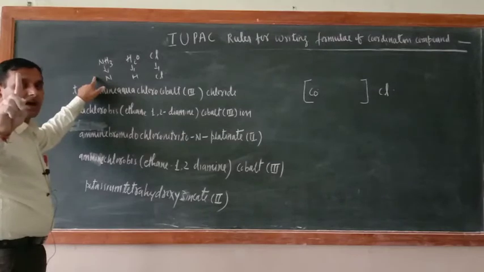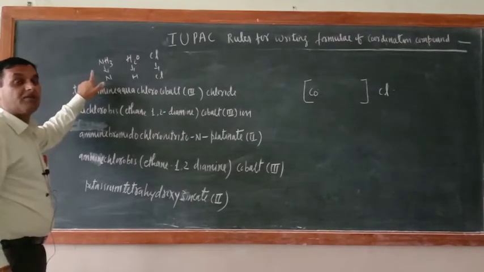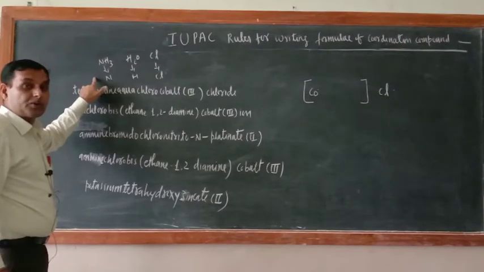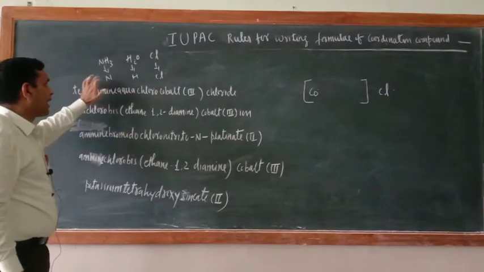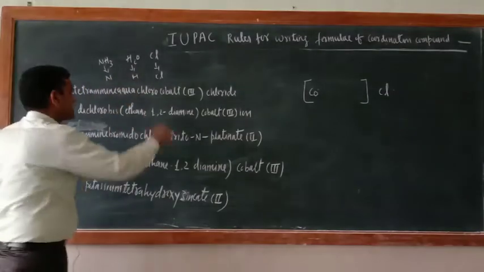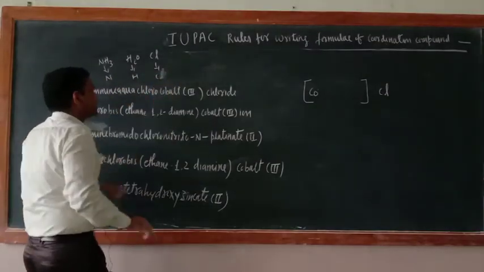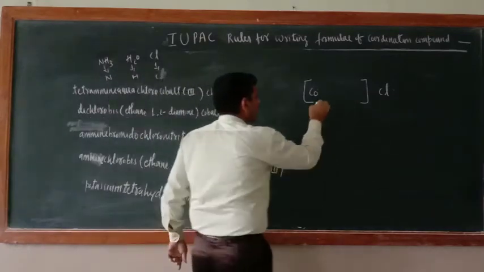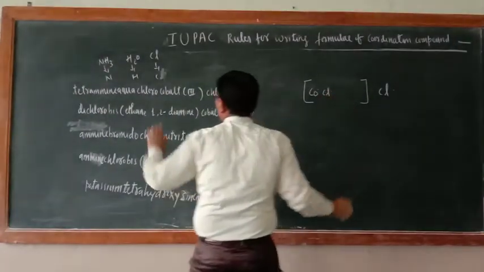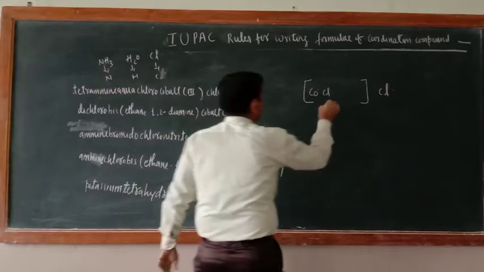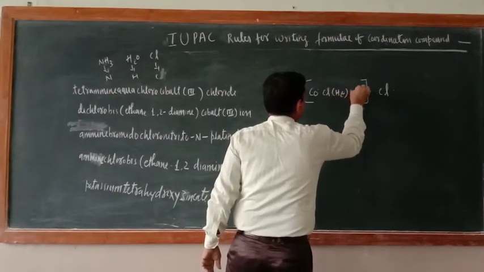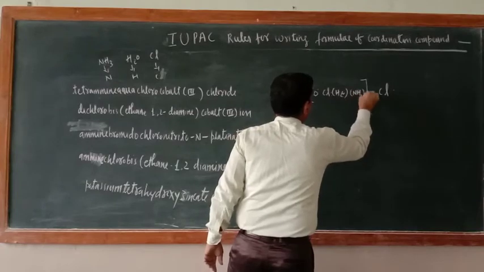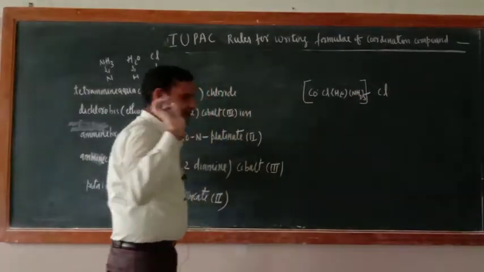First symbol of their formula, according to the alphabetical order of the first symbol of their formula. So alphabetically who is coming first? C is coming first. So after cobalt who would be there here? Cl. Then who would be there? H2O. Then who would be there? NH3. Here 5. Okay, correct?